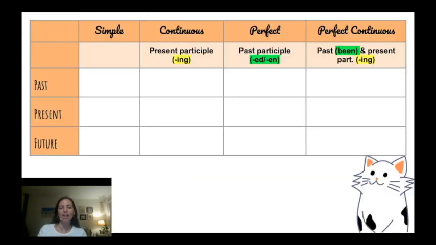I'm going to be using this table in order to explain the different tenses, so it's worth drawing it up and following along. And we're going to make use of just a simple verb example to fill this in. So let's use the example of eat, because my cat enjoys eating.